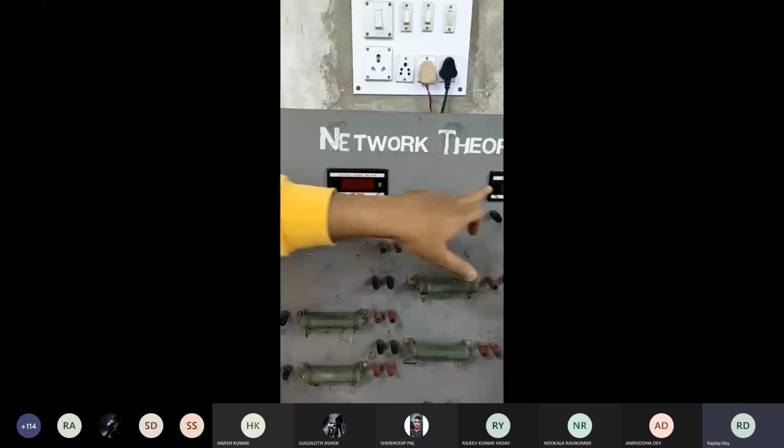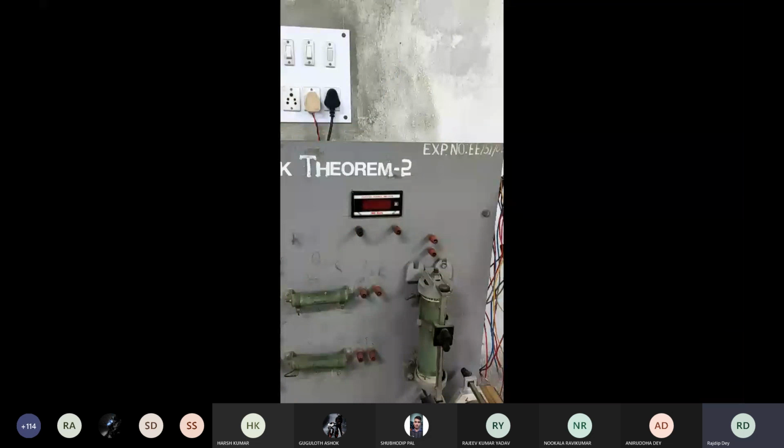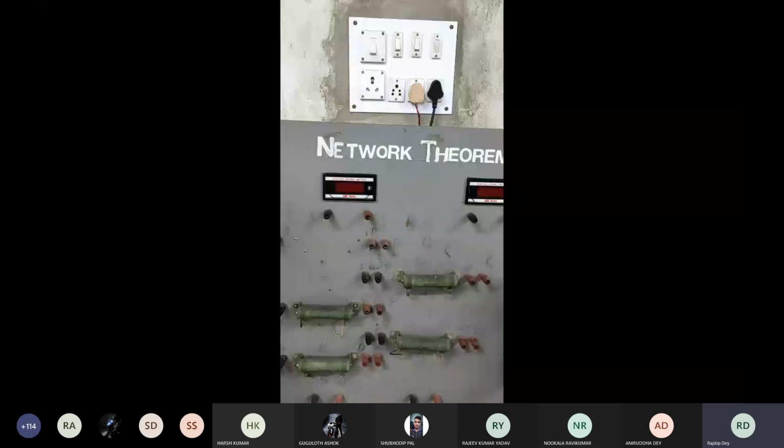Now this ammeter is rated up to 1 ampere. We can measure the current up to 1 ampere here, and with this voltmeter we can measure up to 50 volt, and our source is 30 volt. So this voltmeter and this ammeter are okay for our experiment.